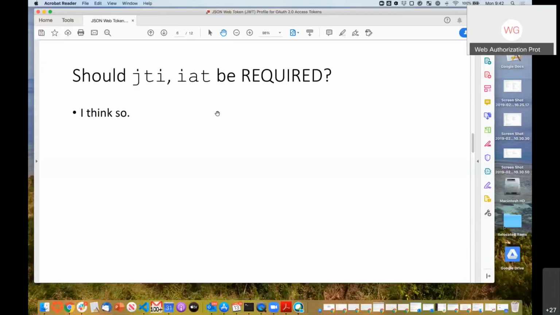Can you hear me, Dick? Now we can. I think they should be required. Let's get them in there. There's no downside of having them in. All right. Me as a vote for they should be required. This is fantastic. That's great.